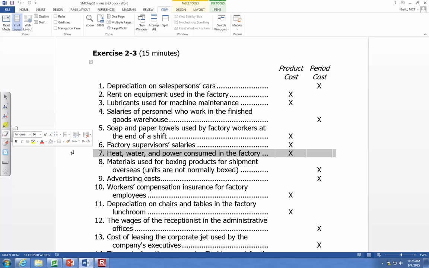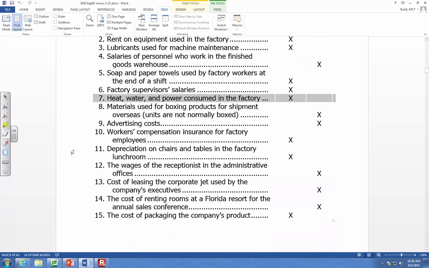Depreciation on chairs and tables in the factory lunchroom, again, in the factory. Because it said factory, that's your tip-off. Wages for receptionist, period, because receptionist is admin. Yep, admin. I'm just going to buzz through these because we need to keep moving. Corporate jets used by executives, clearly admin. Renting rooms for the sales conference, clearly selling, therefore both of those are period costs. And then the cost of packaging the company's product, I don't agree here. We've got to stay consistent one way or the other.